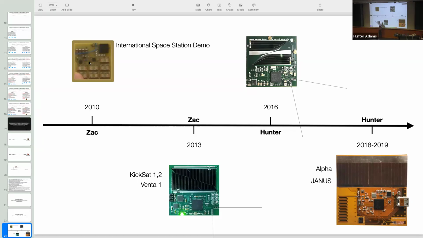And then PCBs became really easy to make and manufacture. And so it pivoted a little bit towards, okay, let's try a spacecraft on a printed circuit board. The first example of that was in 2010. Zach there is Zach Manchester. He was a graduate student in my research group, sort of the generation before me. He's now a faculty member at Carnegie Mellon.